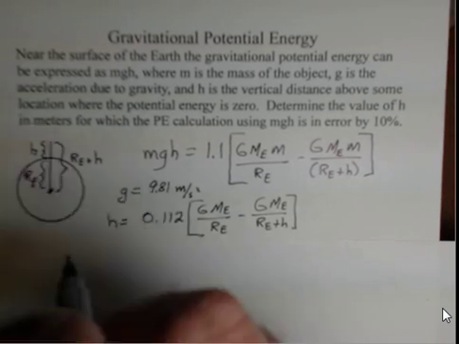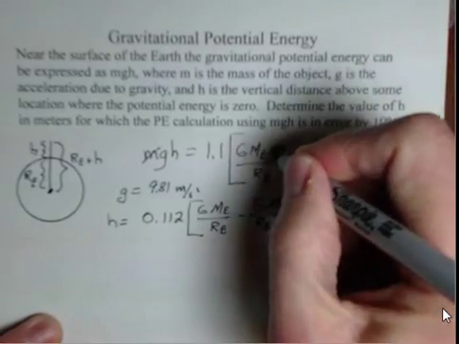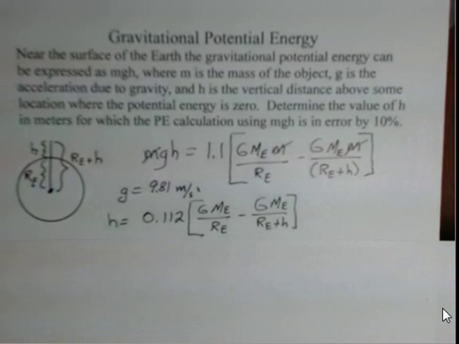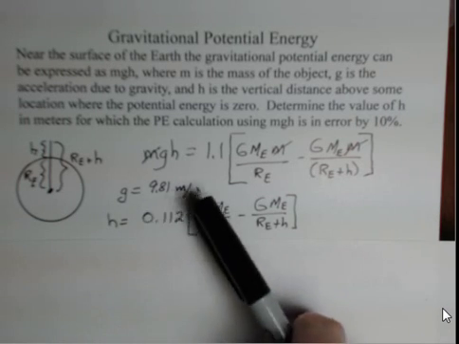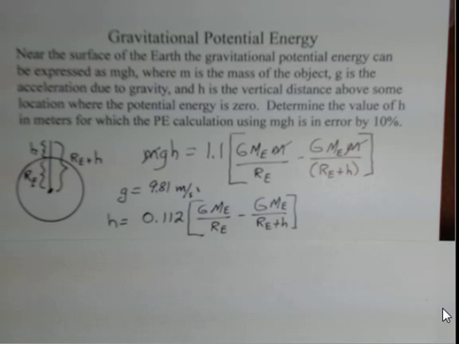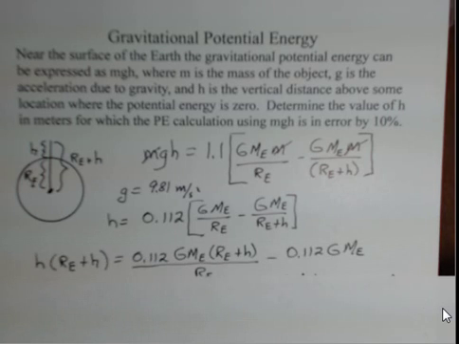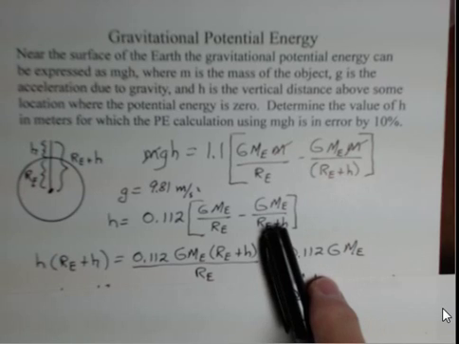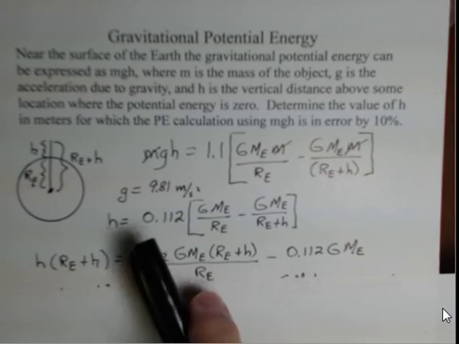First simplification to take a look at: there's m in every term, so you can divide both sides of the equation by m. Whatever object that was, it doesn't matter, a car, a marble, that's canceled off. Next, I divide by 9.81. So 1.1 divided by 9.81, we get this value. Next, I'm going to multiply every term by the quantity r sub e plus h.